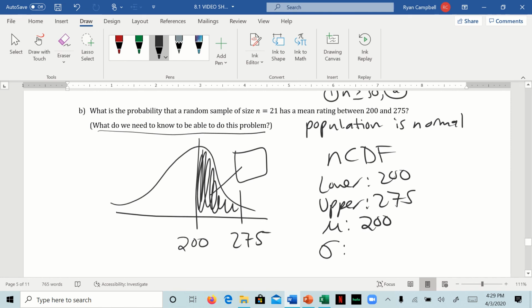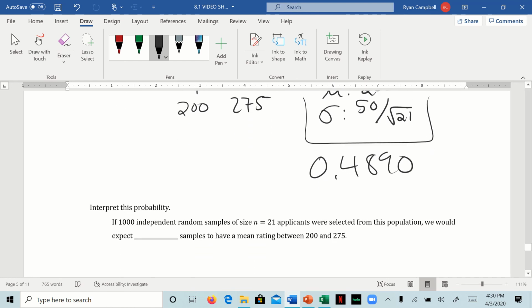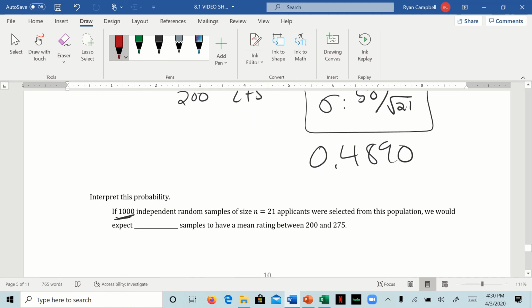How many people do we have? Is it an individual or a group? We got a group, right? So we take our standard deviation and divide it by the square root of n. So it'd be 50 divided by the square root of 21. When we're done there, we end up with 0.4890. Which means that if we have 1,000 people, how many of them would we expect to have a mean rating between these two numbers? 489.